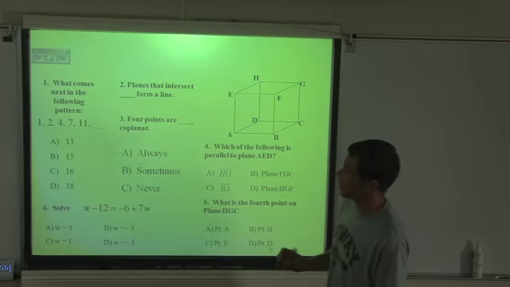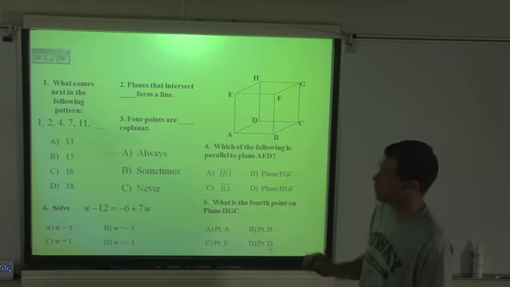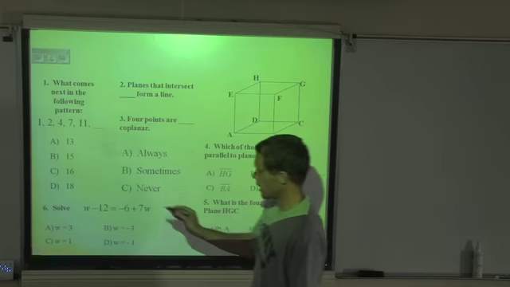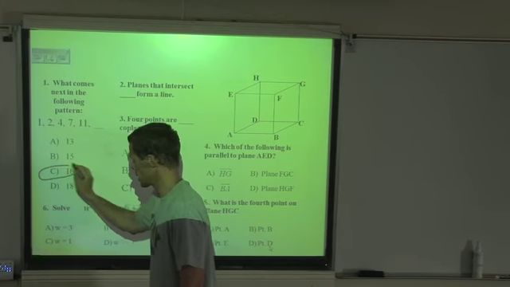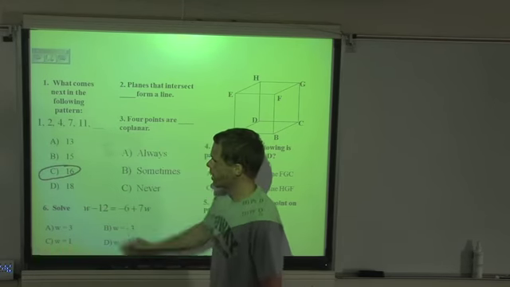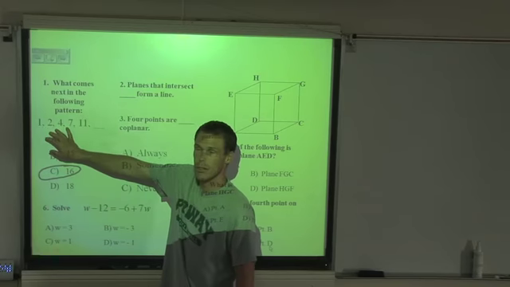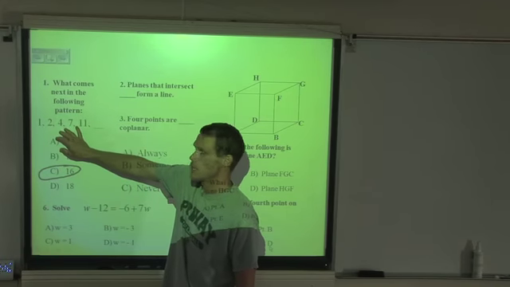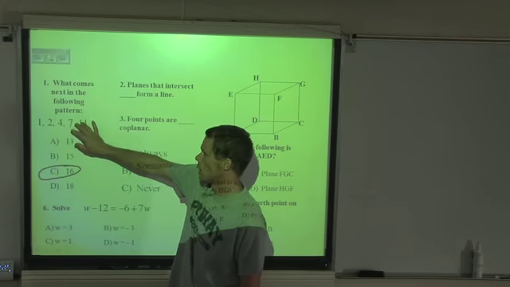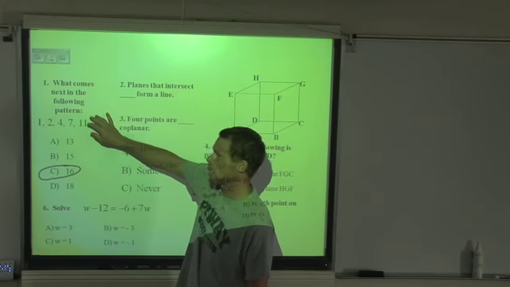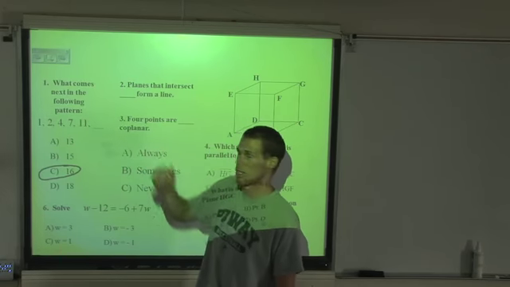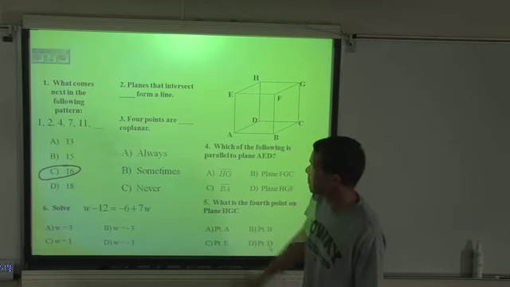First, what comes next in the following pattern? 1, 2, 4, 7, 11. The correct answer was C, 16, because we were adding 1. Then add 2 to the previous number, add 3 to the previous number, add 4. 11 plus 5 is 16. 16 plus 6 would make 22, the number after that.